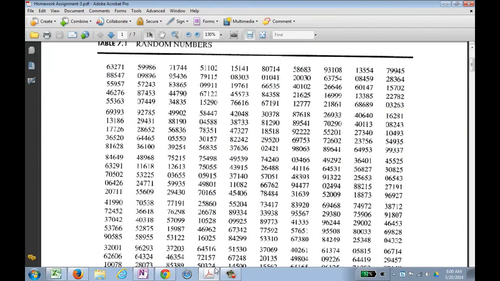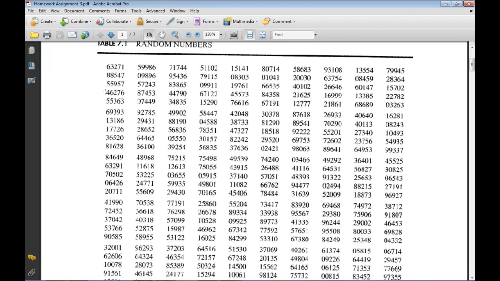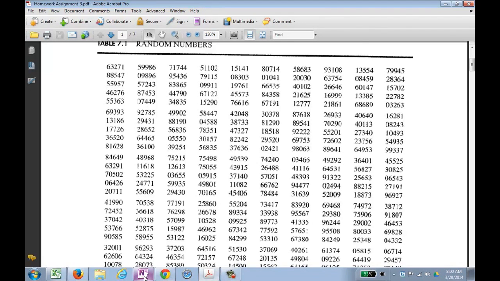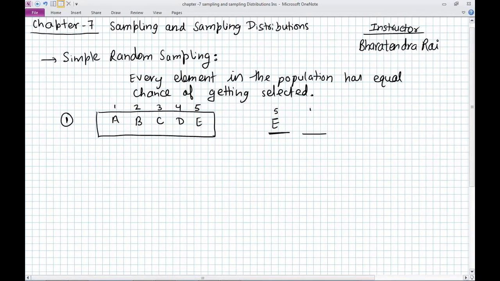Now for the second one, after 5 immediately you have 4. That also is a valid number. We can use 4, which refers to item D. So because we have not used our thinking, we have not brought our experience in selecting these samples, and we have totally relied on some random number table which has nothing to do with us, we are making sure that the process is fair and it's also random. We are giving equal chance to every item.